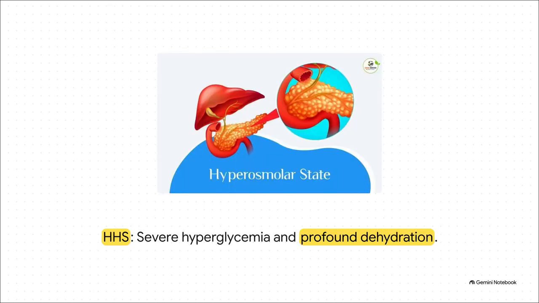Contrast that with HHS, which we typically see in type 2 diabetes. Here, you've got what we call a relative insulin deficiency. There's just enough insulin floating around to prevent that massive fat breakdown, which is exactly why you'll see minimal ketone production. But hey, don't let the lack of acid fool you. This state triggers severe, totally unchecked hyperglycemia. That causes massive osmotic diuresis, meaning the kidneys are just flushing out huge amounts of water. The end result? Profound, literal life-threatening dehydration.